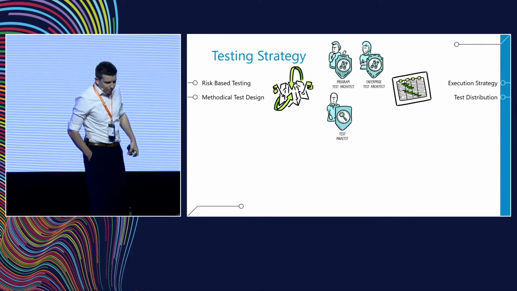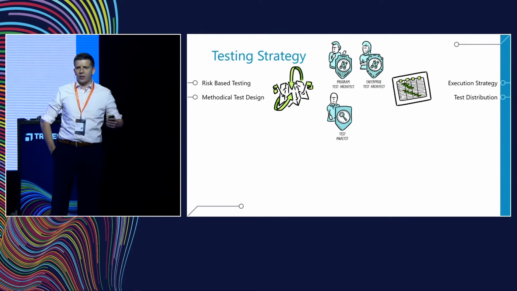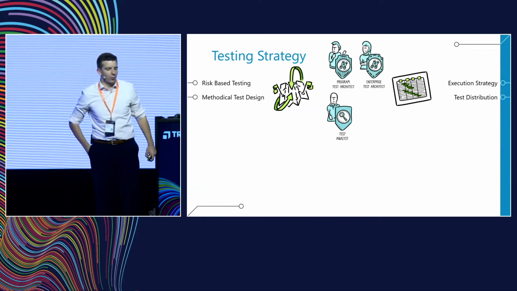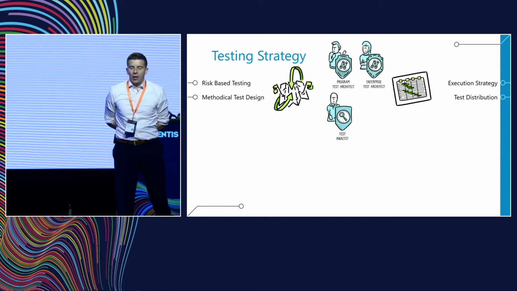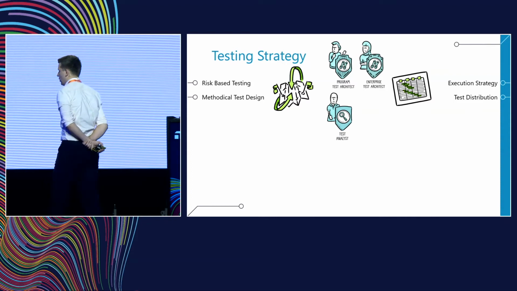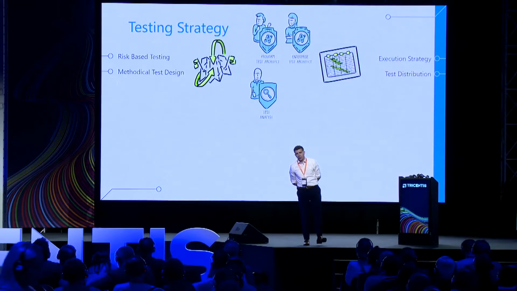On the other hand, we need a clear execution strategy on what test cases we are executing and when in our software development pipeline. And we also want to think about the test distribution. What are we testing in our unit and system tests? What are we testing in our system integration tests? And what are we testing in our end-to-end tests?